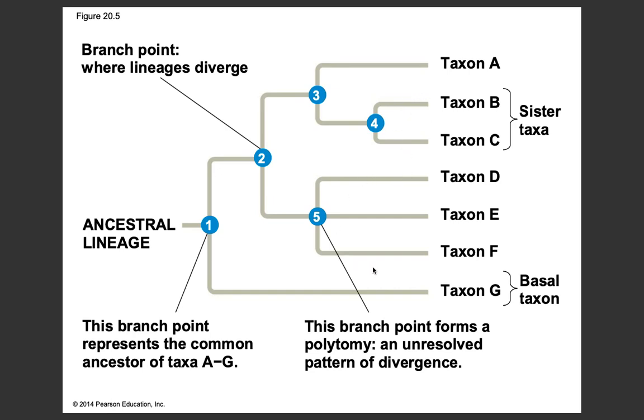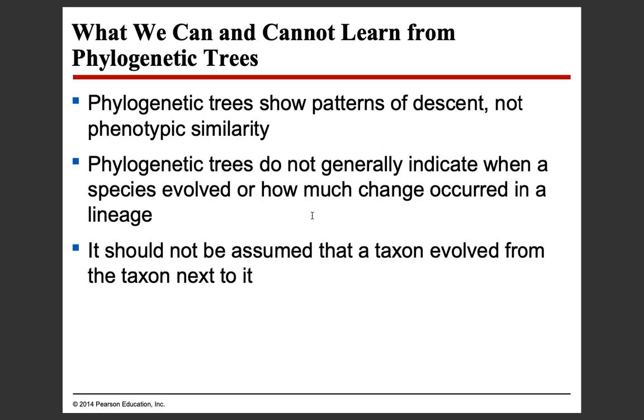Okay, here, same thing. This is the polytomy, which means that we have more than 2. Now we have 3 that are branching off from a common ancestor. And the unresolved pattern just means that you don't know which one came first, which is fine. It's just that they all came around after whatever number 5 represents. That's how you read one of these phylogenetic trees.